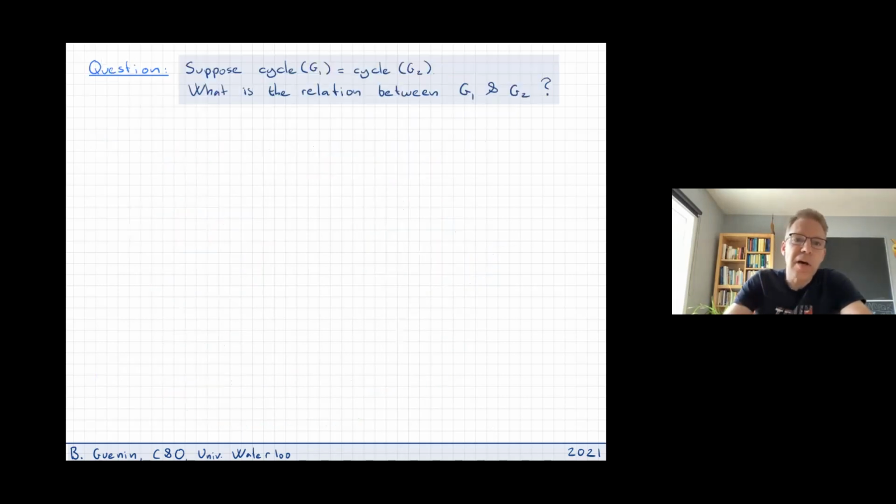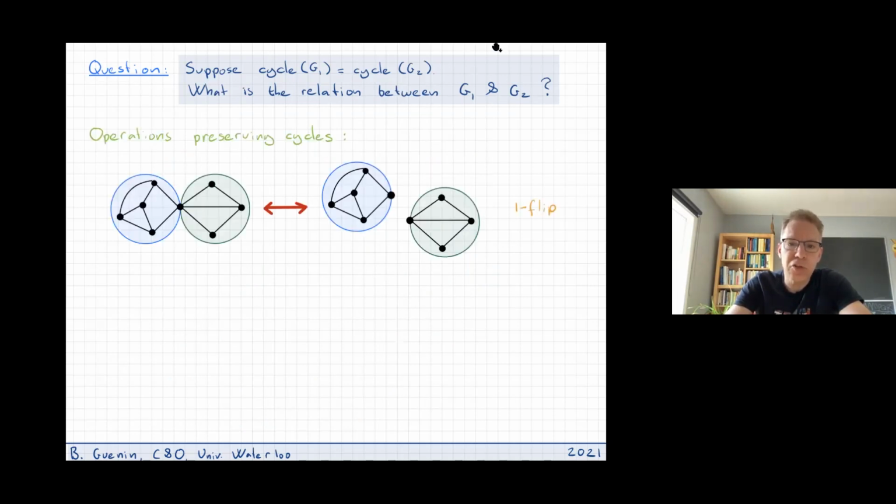All right, so I'll rephrase the question. Suppose that you have two graphs and cycle of G1 is cycle of G2, so they have the same set of cycles. What is the relationship between G1 and G2? One way to think of this question is to think of operations that will preserve cycles. One operation is you take two different components of your graph and identify one vertex. Of course, you could do the reverse operation as well. We call that a one flip, and it's very easy to see that this preserves cycles.